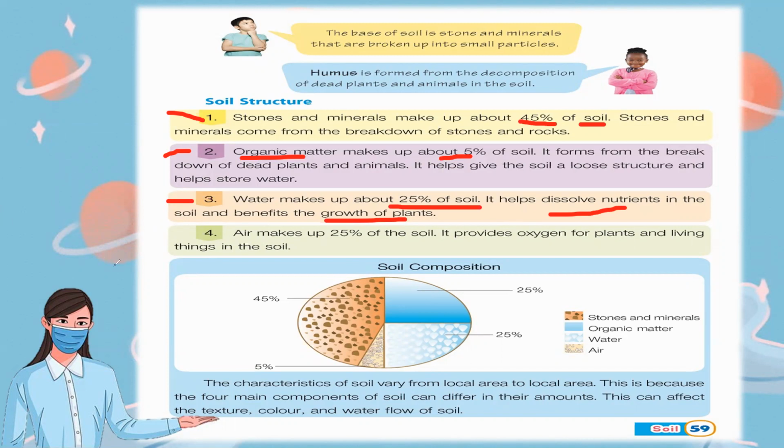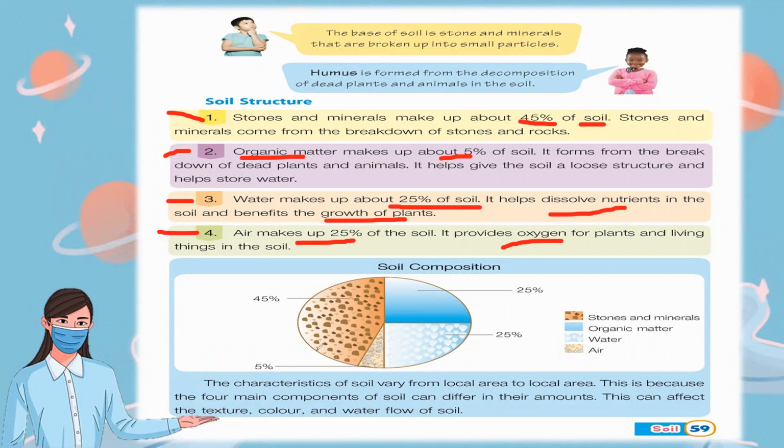And it is also helpful for the growth of plants. Now, the fourth factor here is air. In the soil structure, we have around 25% air. What does it provide? It provides oxygen for the plants and living things in the soil.